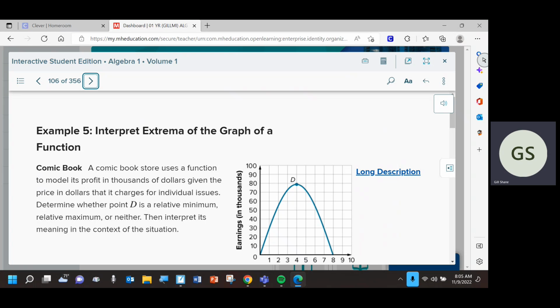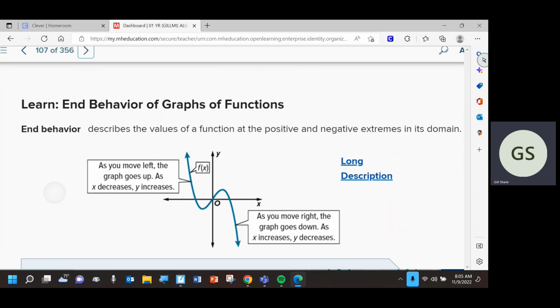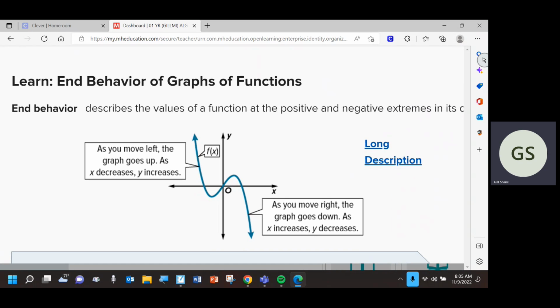Well, we're not done yet. We got one more. All right, so here's the last thing. So look at page 107. So this is what I said might get a little confusing along with the increasing or decreasing.